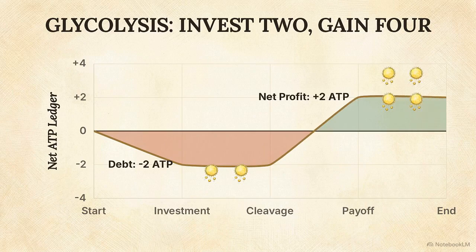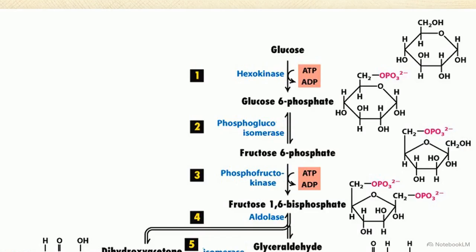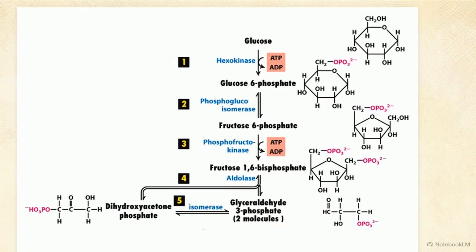later in the cycle. In the energy investment phase, we can track exactly where the cell's ATP is spent to dismantle the 6-carbon structure. In step 1, the enzyme hexokinase uses ATP to add a phosphate group to glucose, forming glucose 6-phosphate. In step 2, it rearranges into fructose 6-phosphate. This shift from a 6-sided to a 5-sided ring prepares the molecule for further destabilization.